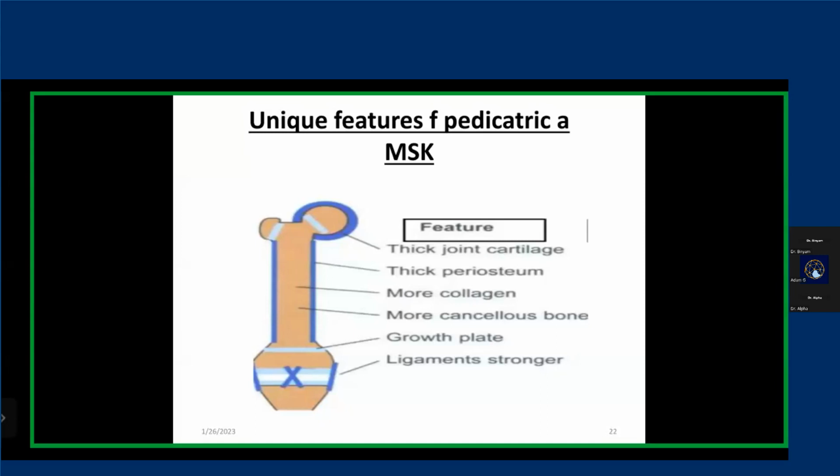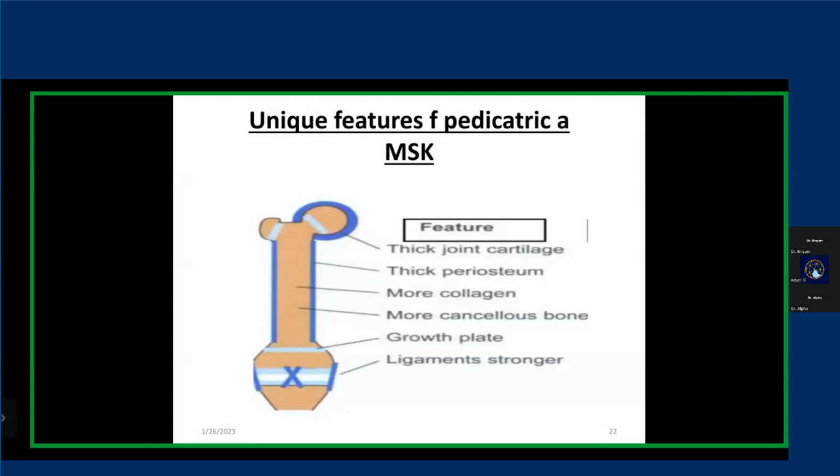So it kind of hinges it. It holds it contained because it's very thick. And in addition to that, it gives it tremendous healing potential. They have more collagen and more cancellous bone, more metabolically active bone, which heals faster. But they do have a growth plate, which is a liability.